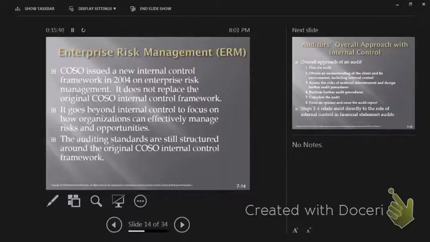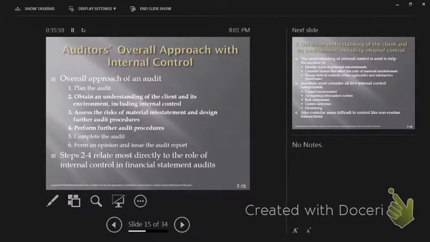All right, risk management systems. The COSO environment came in 2004. It was a big deal when it first came into play. It didn't replace the original one. It just goes above and beyond for auditing standards, and basically helps manage the risk in an organization.